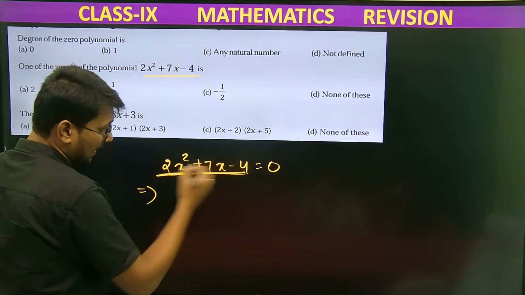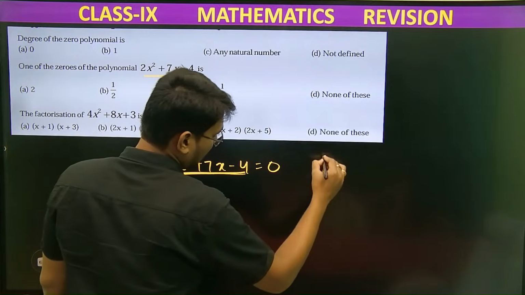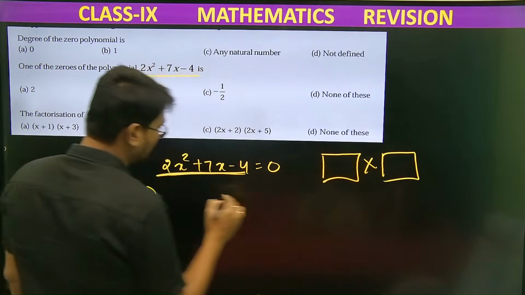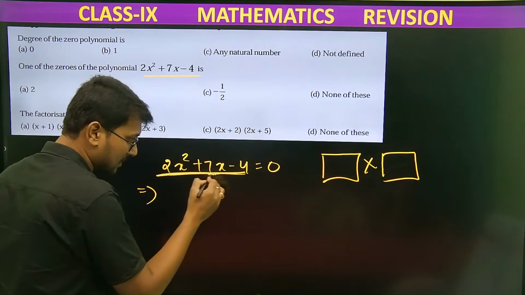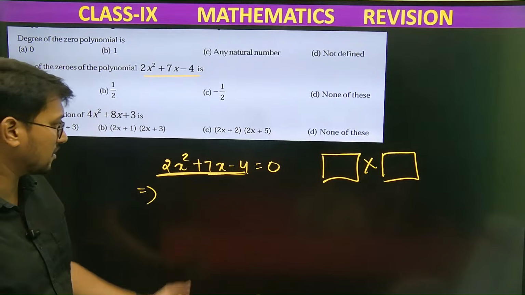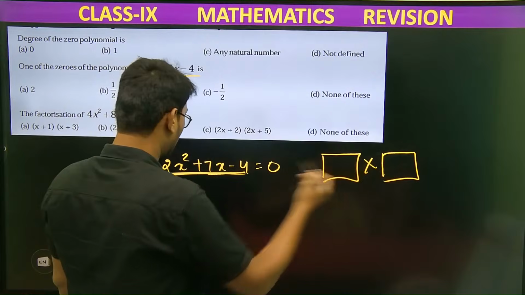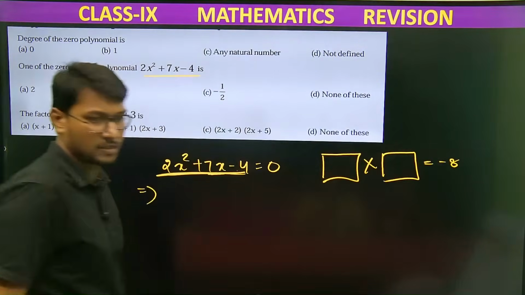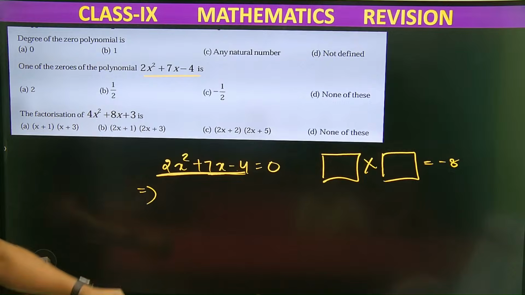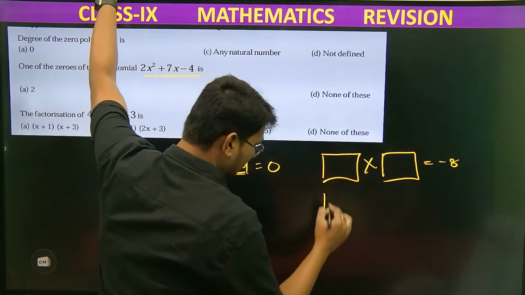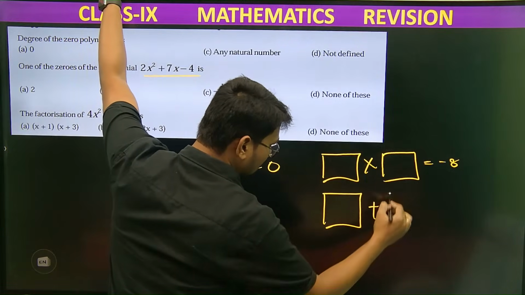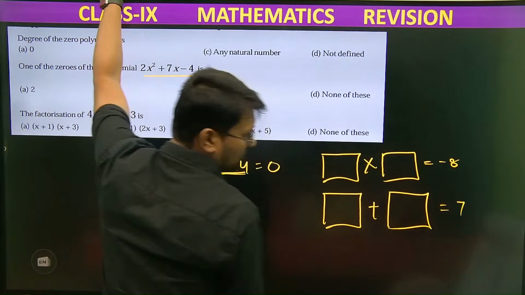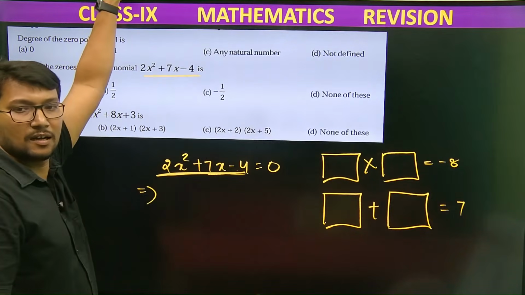So you know, product is what? Minus 8. You are going to find two numbers, which means you have to split 7x in such a way that the product is minus 4 into 2, how much? Minus 8. Is it clear? Product is minus 8. And what is the sum? 7. Yes or no?